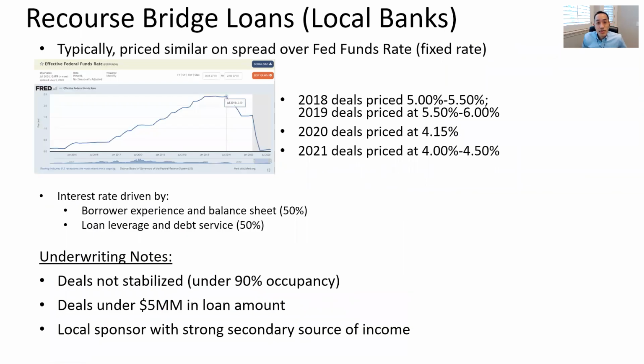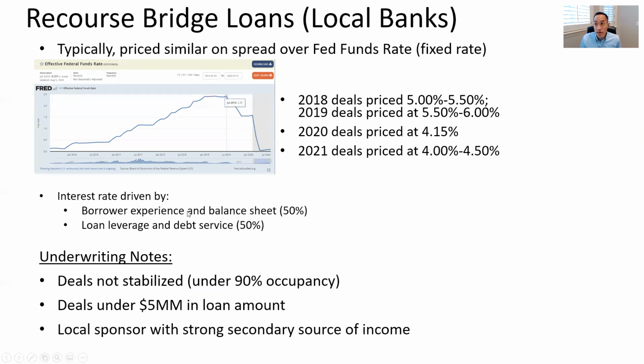All right, so let's go over recourse bridge loans. This is really your local bank lender. These guys are going to want the investor to be local. They typically want the property to be local. They really look at the federal funds rate. The federal funds rate in 2019 was 2.4. It is essentially 0 to 0.25 right now. So 2021 loans on the recourse bank side are about 4 to 4.5%.